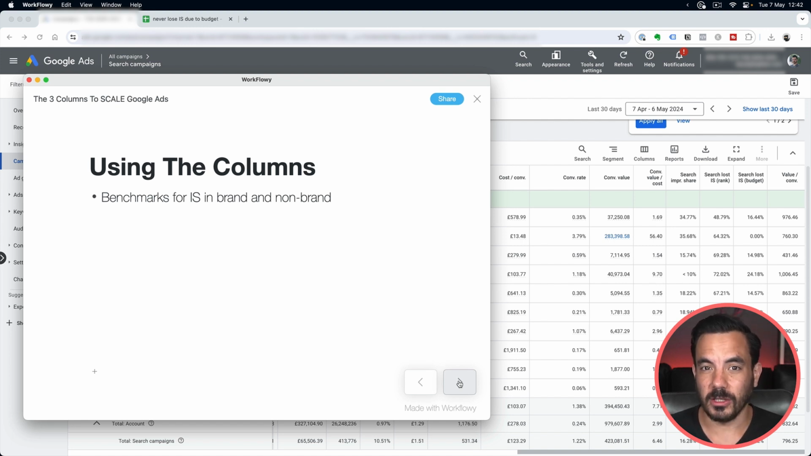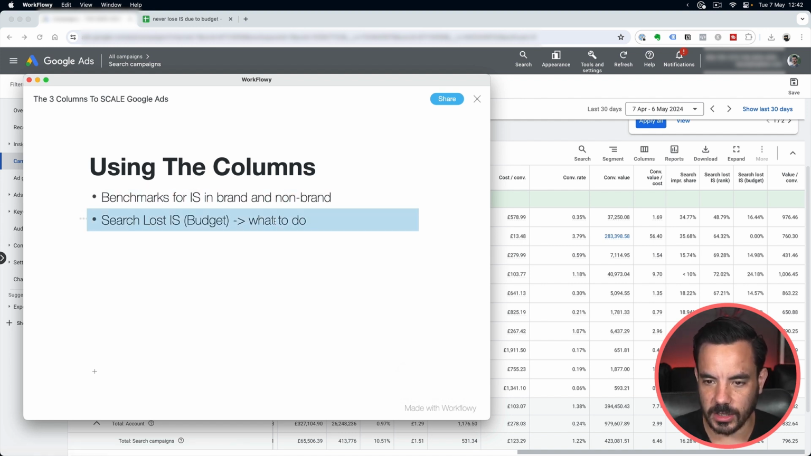For brands, what I'm normally looking at is trying to get a return on ad spend above 1000%. And as long as my return on ad spend is that high, then I want my impression share to essentially be 100%. So benchmarks for you to take home: 90 to 100% for brand, 30 to 40% or above for non-brand. If your non-brand is way below 30%, then there might be an issue there, and you might need to look at your keyword choice, your ad copy, all that stuff.